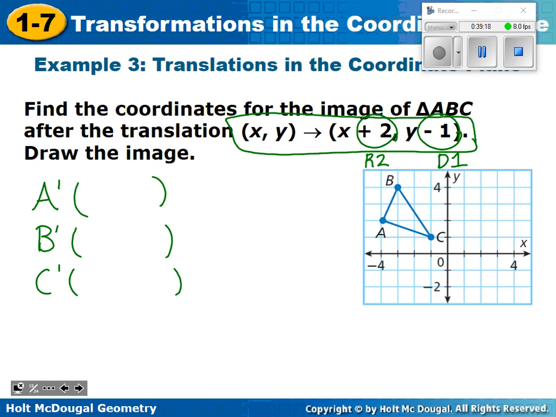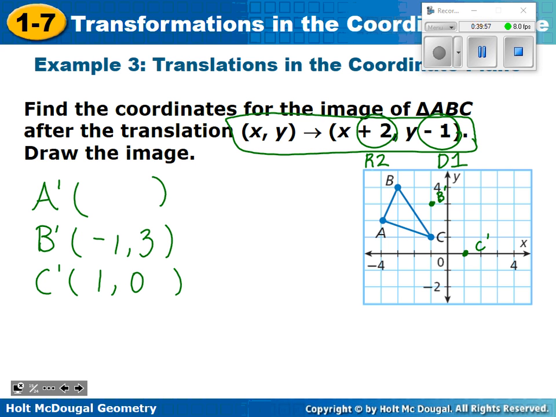So I would take B and I would go right 2, down 1, and label it B prime. What are the coordinates that I get for B prime? -1, 3. So then I'll come over here on my paper and list -1, 3. Do the same thing for C. I'm going to go right 2, down 1, label it C prime. Where did C land? 1, 0. So then I'll come over here and say C prime is at 1, 0.